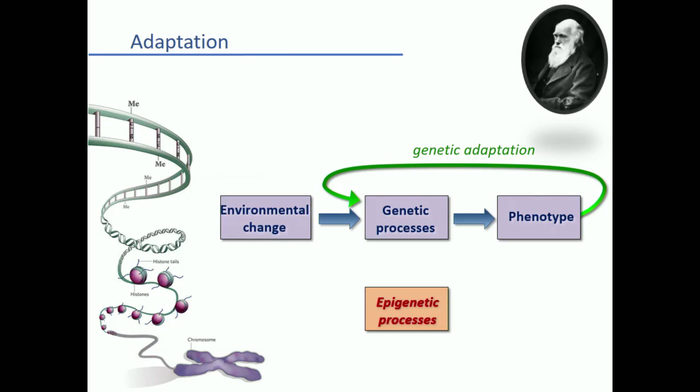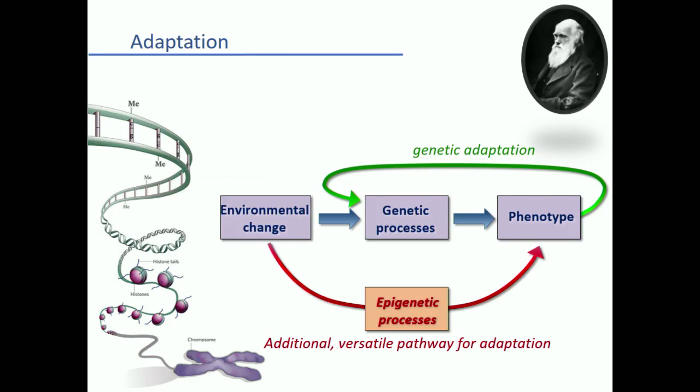And the interesting thing about these methylation patterns is that they are strongly affected by environmental conditions, such as temperature or rainfall or whatever. So this may provide an additional pathway for adaptation. But is this really happening? In theory this is very interesting, but do we find such patterns in nature?